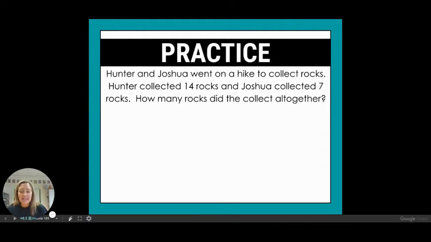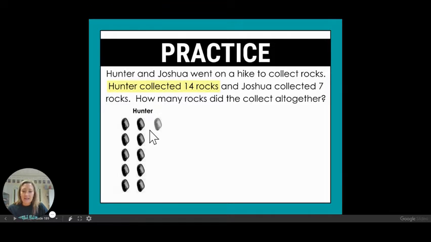Our first sentence says, Hunter and Joshua went on a hike to collect rocks. So I know my two people are going to be Hunter and Joshua. Let's keep reading. Our next part says, Hunter collected 14 rocks. Well, that's really important for us to know. So I'm going to have Hunter, and I know that he collected 14 rocks. Let's draw our 14 rocks. 1, 2, 3, 4, 5, 6, 7, 8, 9, 10, 11, 12, 13, 14.